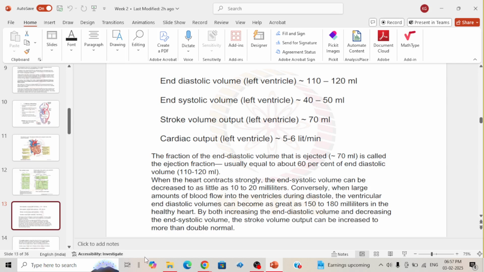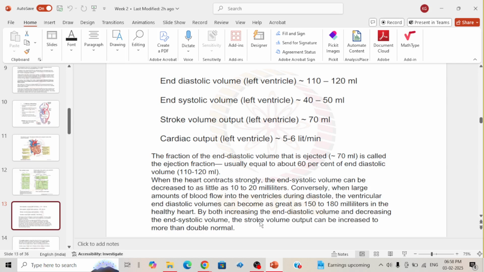Conversely, when large amounts of blood flow into the ventricles during diastole, the end diastolic volume can become as great as 150 to 180 milliliters. So the end diastolic volume can increase up to 150 to 180 milliliters, as I told you, in situations like exercising.